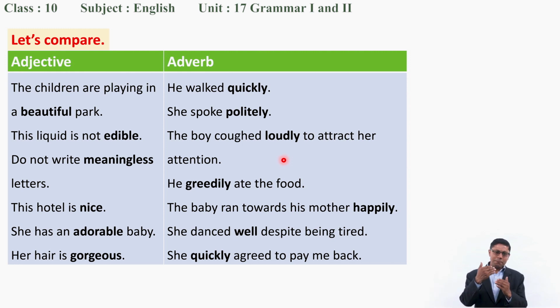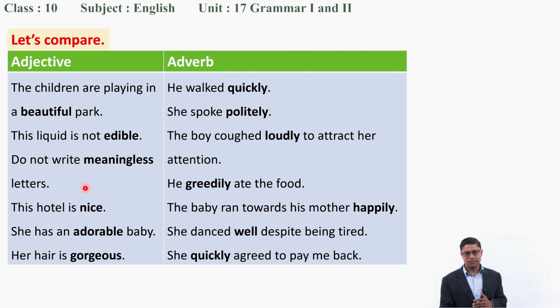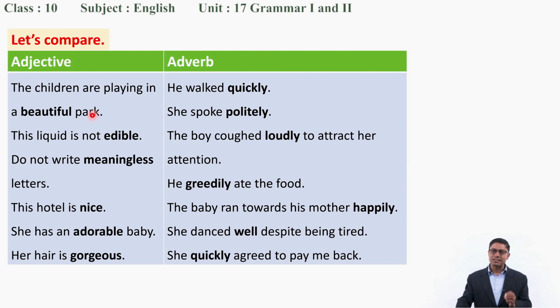Now, after these examples, I hope you understood what an adjective is and when we use adjectives. Can you say? Look at this column, look at the highlighted words, and just tell me, what is an adjective? What function does an adjective have in a sentence? Can you say? Okay, so you are right. Any word that modifies a noun or pronoun is an adjective.